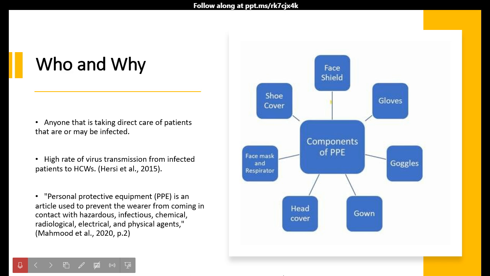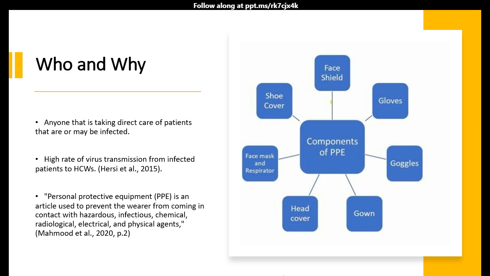Why and who dons PPE? Anyone that is taking direct care of patients that are or may be infected should have some sort of PPE on. High rates of virus transmission occur from patients to healthcare workers, so you need to protect yourself in order to be safe in the workplace environment. And also, so you can keep your other patients safe so you don't spread infection from one patient to the next.